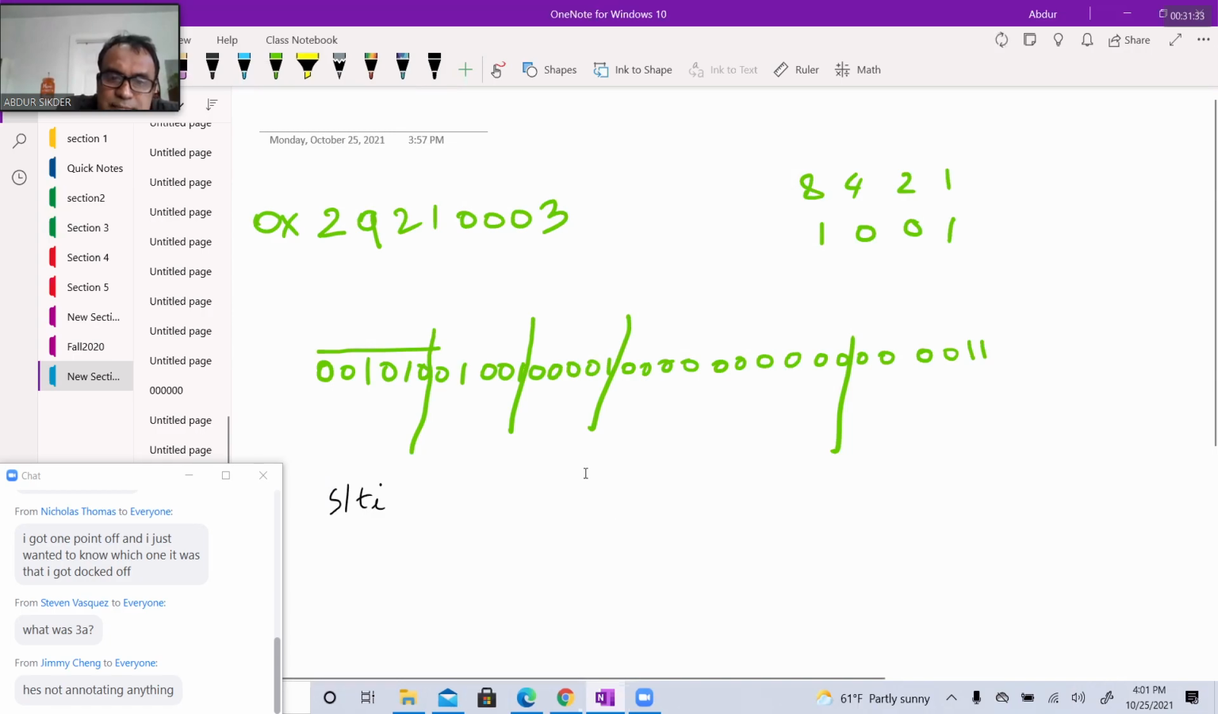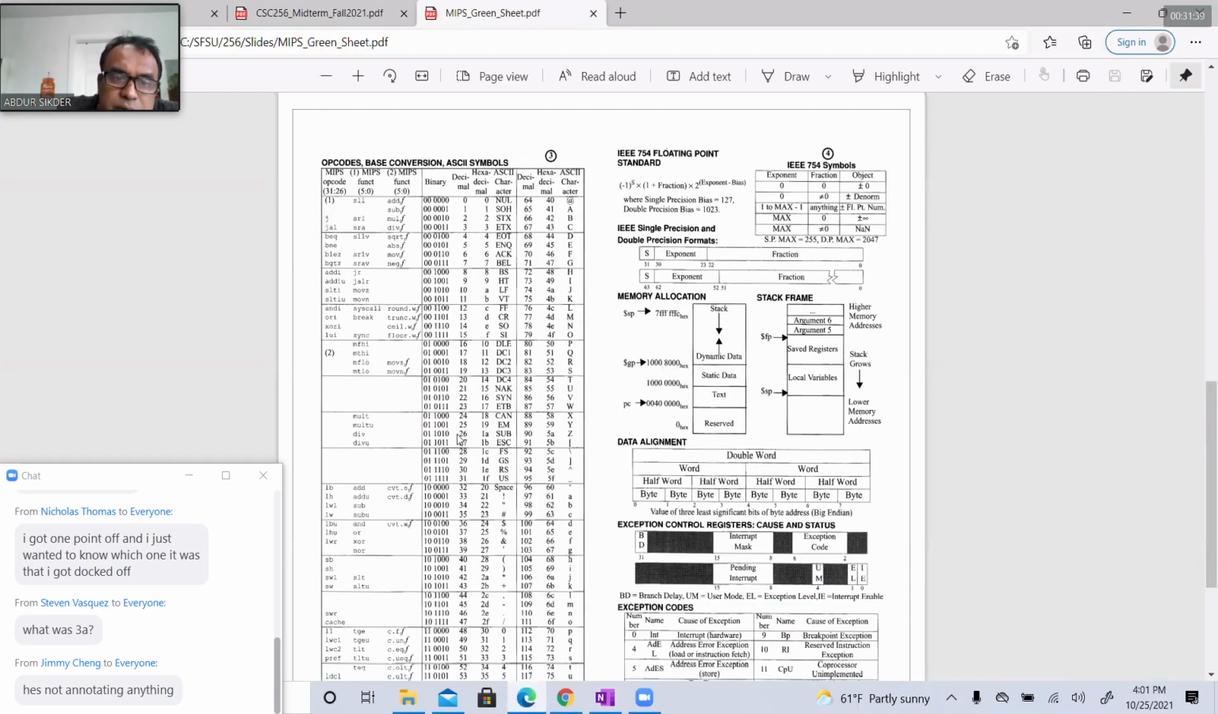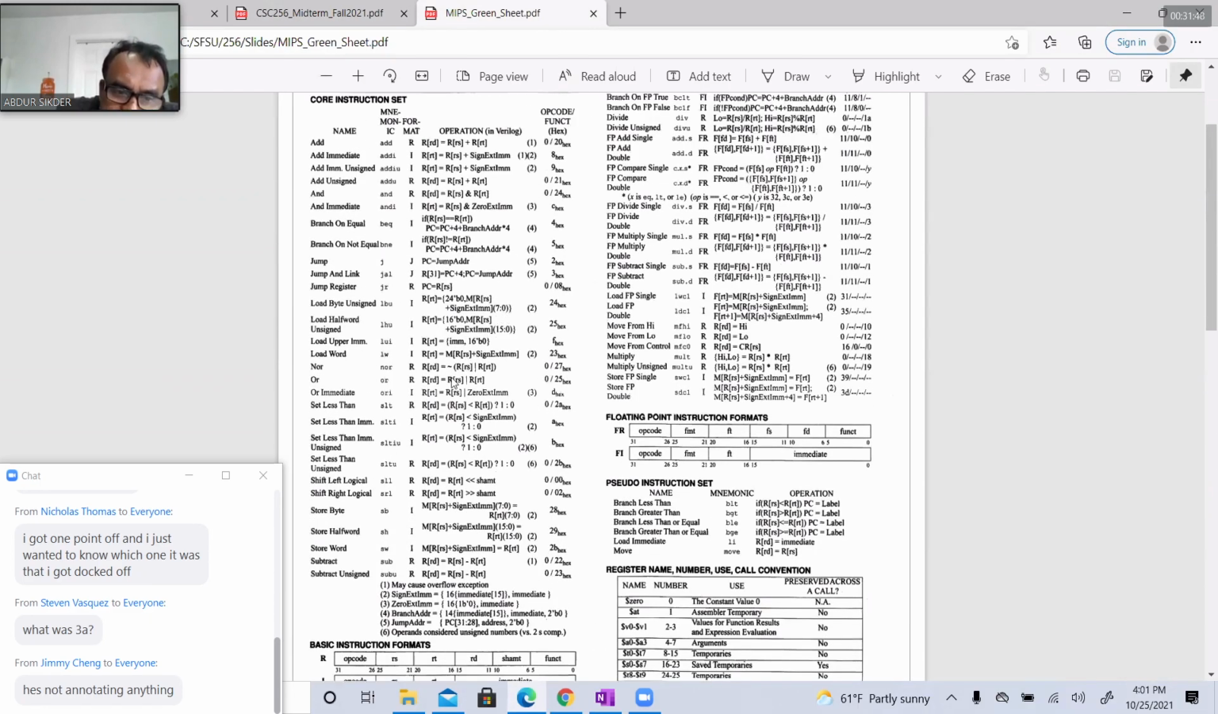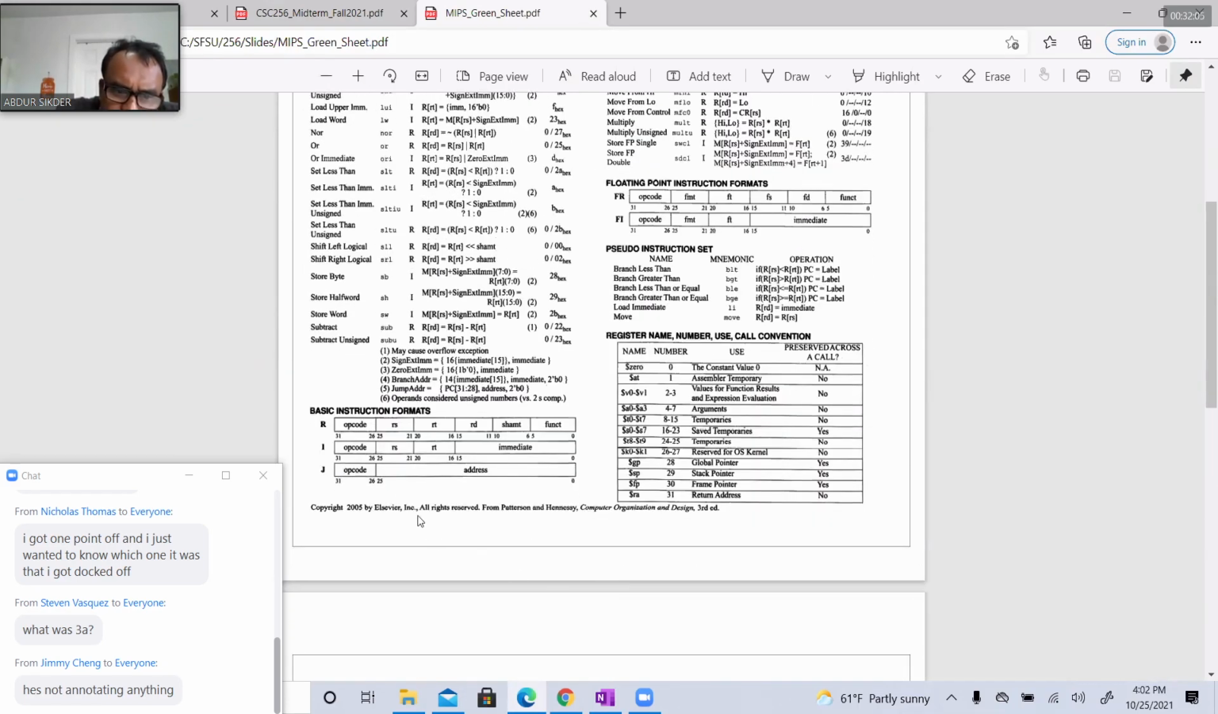Then you need to convert all this RS, RT stuff from that sheet. So now you get this SLTI, and you go back here and see what's the format. RT and RS. So this is I format. If you go here to I format, you see RS first and then RT and then immediate. So RS and RT. So now you convert that.